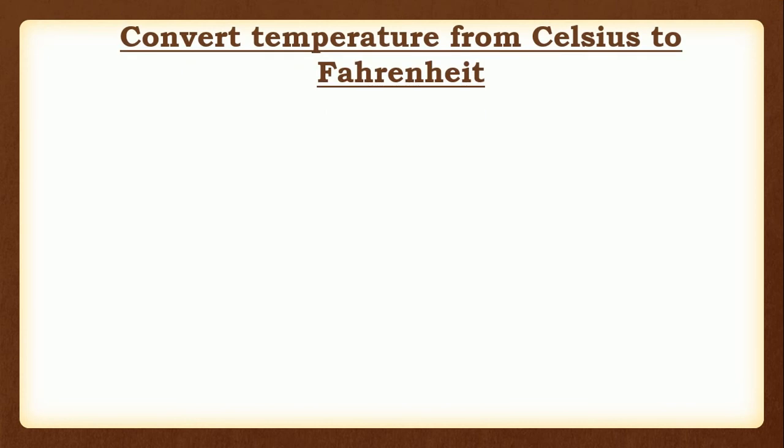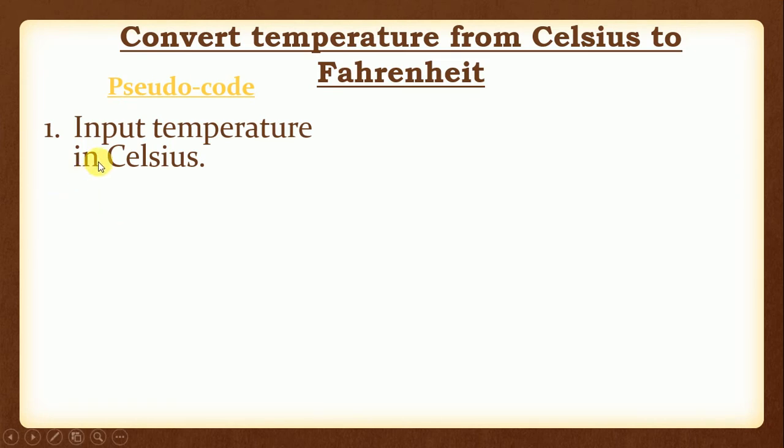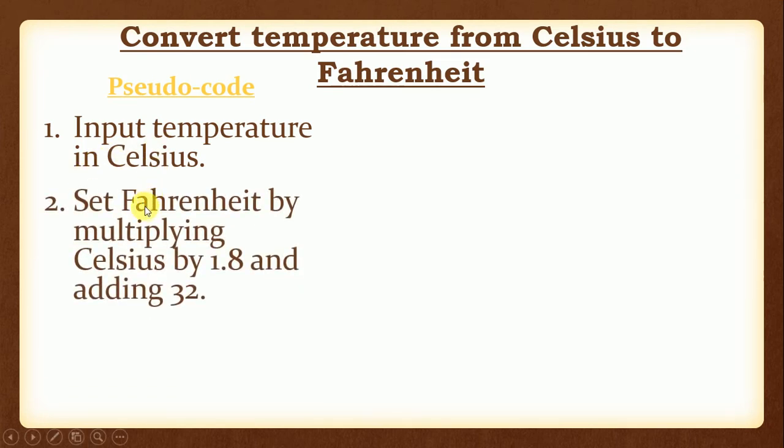Suppose we want to convert the temperature from Celsius to Fahrenheit. So for doing this, first of all, we need to input the temperature in Celsius. Let us write its pseudocode. First step is input the temperature in Celsius. Second step is how we will convert it into Fahrenheit. That is, in this case, we'll multiply the Celsius temperature by 1.8, and whatever is the answer after multiplication, we have to add it to 32.